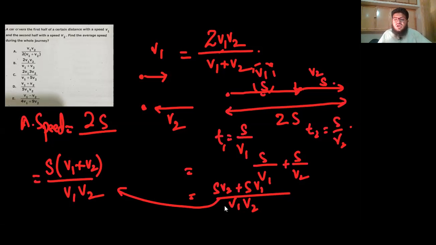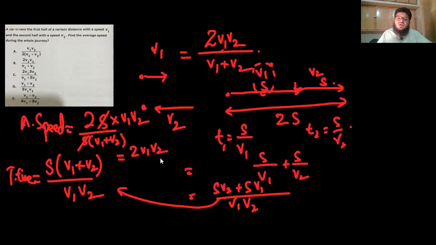ये आपके पास क्या चीज आ गई, अभी टोटल टाइम आ गया. एंड टोटल डिस्टेंस आपको पता है 2s है. तो इस टोटल टाइम को आप यहाँ डिनोमिनेटर में प्लग इन करें तो ये हो जाएगा s इंटू v1 प्लस v2. एंड सिंस दिस v1 v2 are in the denominator of the denominator, so they'll go up and become the numerator. तो v1 into v2 हो जाएंगे. ठीक है, एंड s से s कैंसिल आउट हो जाएगा एंड क्या आंसर आ गया आपके पास, 2v1 v2 डिवाइडेड बाय v1 प्लस v2. आपका आंसर है 2v1 v2 अपॉन v1 प्लस v2, ऑप्शन बी.